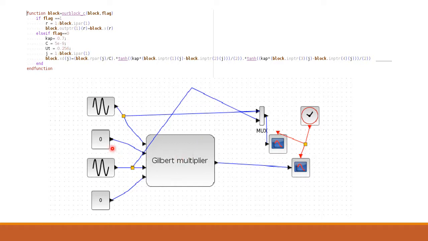So this is the XCOS file of the Gilbert multiplier simulation. This is our block Gilbert multiplier that we have generated, and we are giving 4 inputs V1, V2, V3 and V4, and the output of the Gilbert multiplier block goes to a scope along with the 2 inputs. So we can see the outputs.